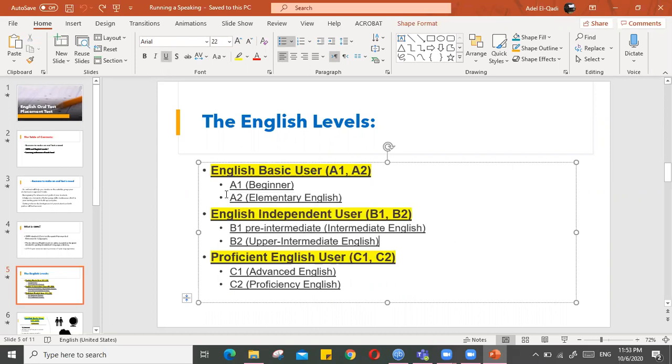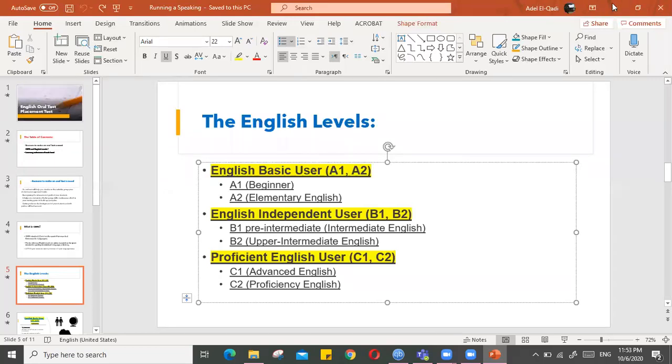One of my colleagues told me that A1 is not beginner, and he said that the elementary level is A1 and A2 is the pre-intermediate. Got the point? Divisions are sometimes different, but this is the most recognized one.